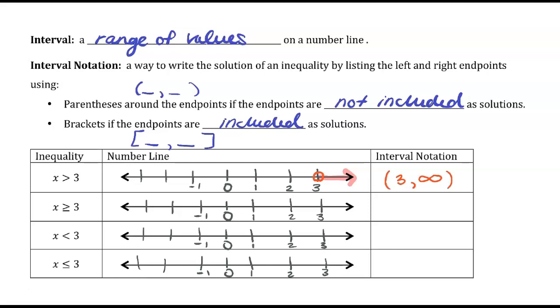Infinity is a concept, it's not a number. So we always put parentheses by infinity because it's not an endpoint that we can get to and stop at. Let's go on to the second one.